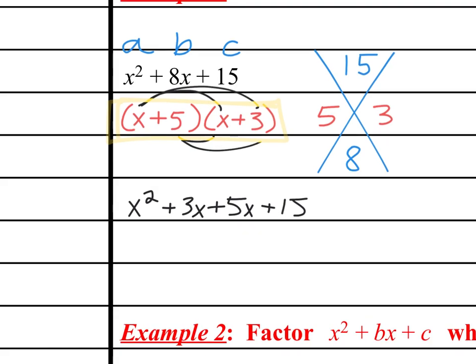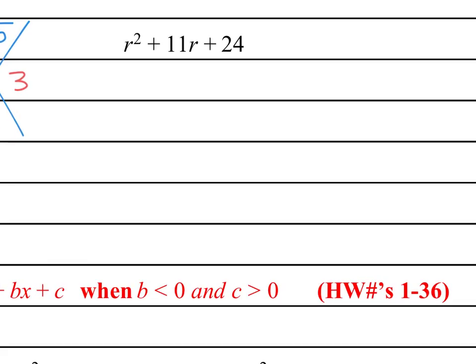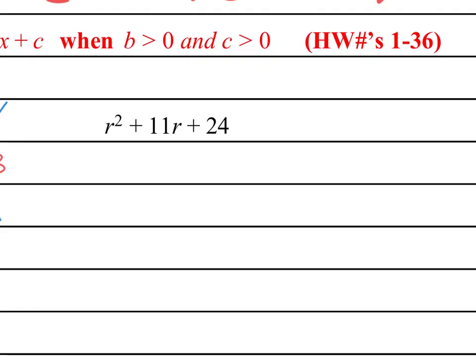Next one. Whoop, a is 1. That's why this works. b is 11. c is 24. You need two numbers that multiply to 24 but add up to what? 11. Think about your factors of 24.